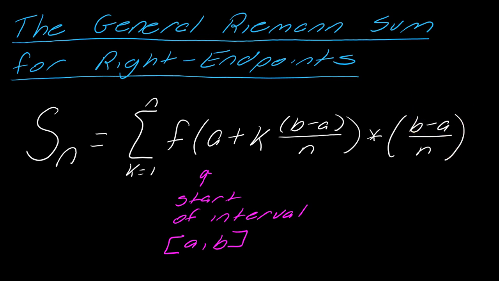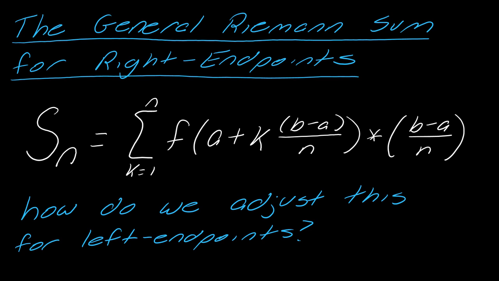Okay, one thing I want to ask: how can we adjust this formula? This is for right endpoints. What's the adjustment we would make if we want to start on the left? Maybe draw yourself a little picture to figure this out. This is a good thing to think about.